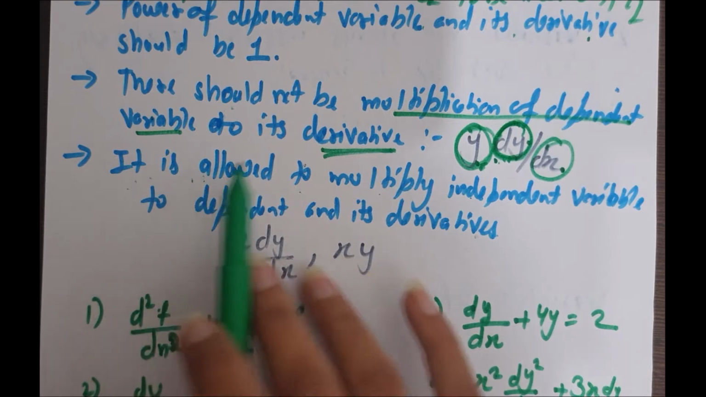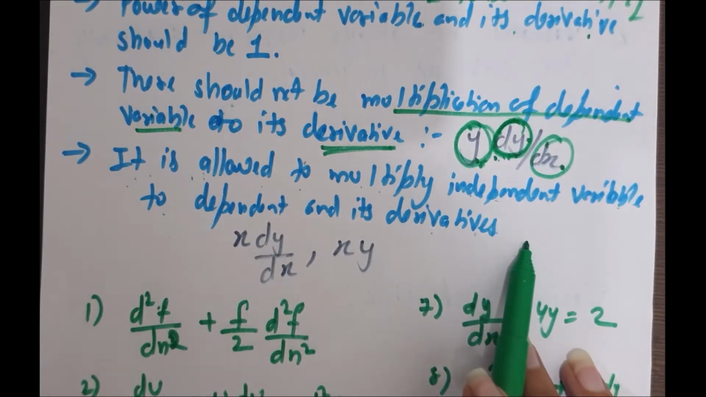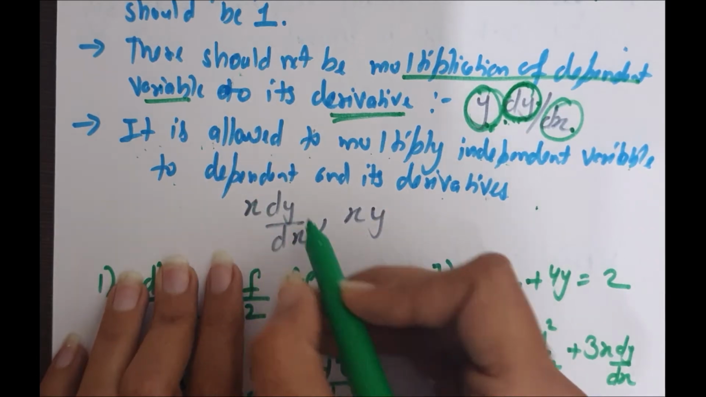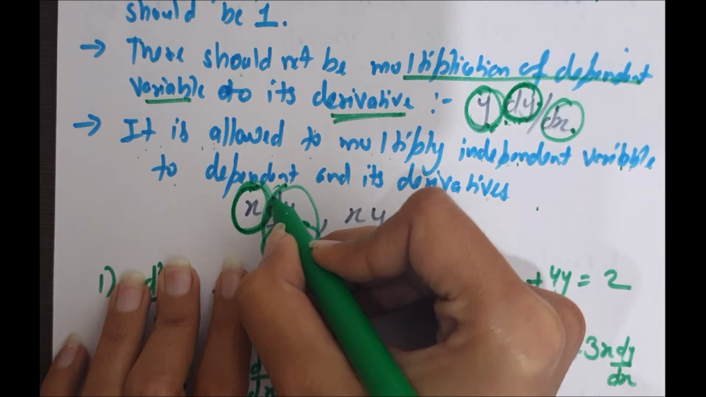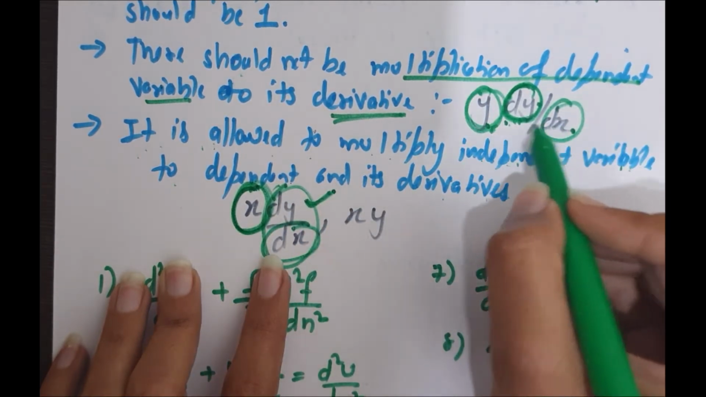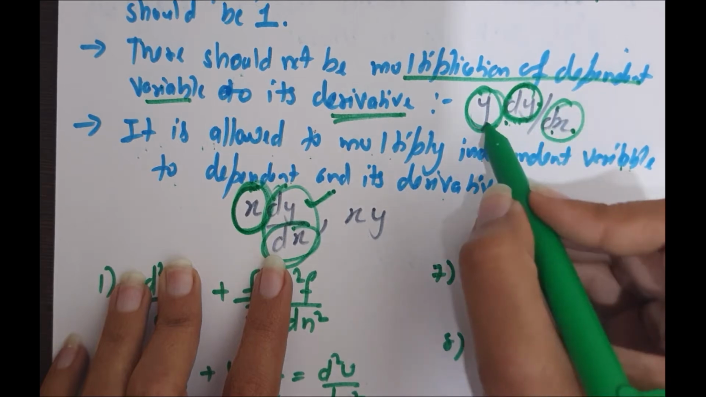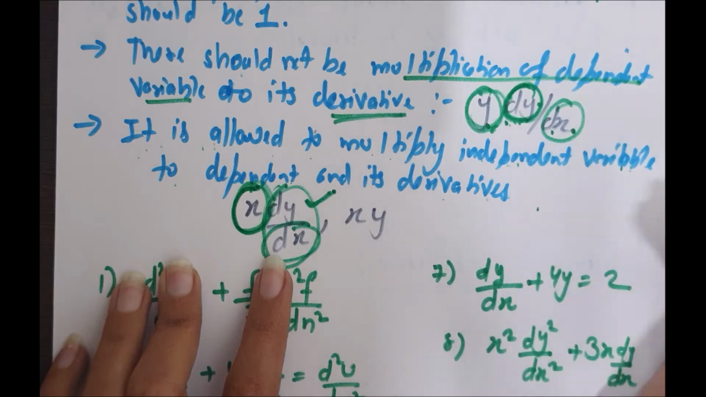Third point, it is allowed to multiply the independent variable to the dependent variable and its derivative. If the independent variable is multiplied with its derivative, then it's okay to be a linear equation. But it's not true in case of the dependent variable. The dependent variable shouldn't be multiplied with its derivative to be a linear equation.